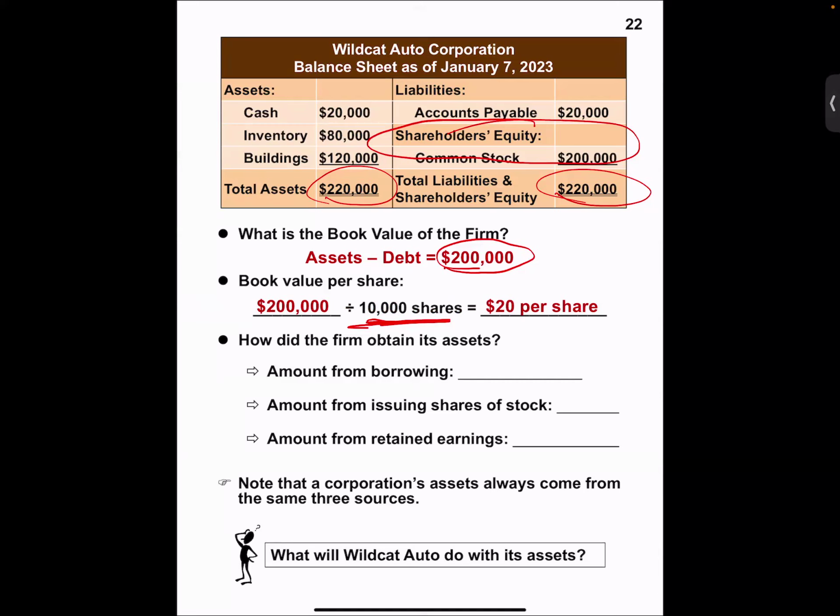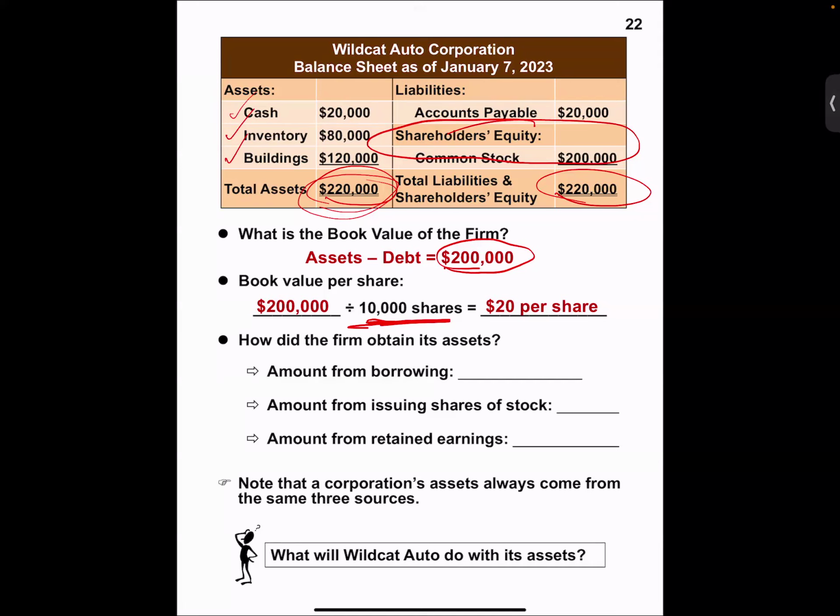Next set of questions. How did the firm obtain its assets? Right now, the firm has $220,000 in assets. We can see what they consist of: cash, inventory, buildings. So where do they come from? We'll see this question a lot over the course of the semester. How did the firm obtain its assets? The answer to that question, conceptually, will always be the same.